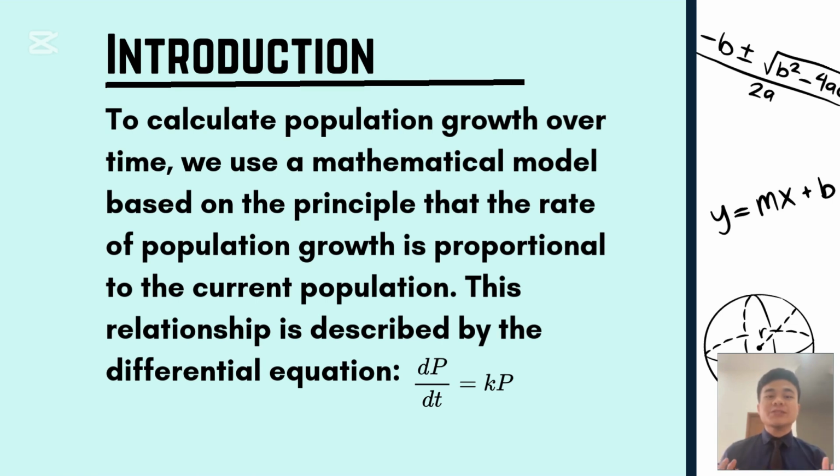The main purpose of this group project is to calculate the population growth over time. Apart from that, we use a mathematical model based on the principle that the rate of population growth is proportional to the current population. This relationship is described by the differential equation dP over dt is equal to kP.